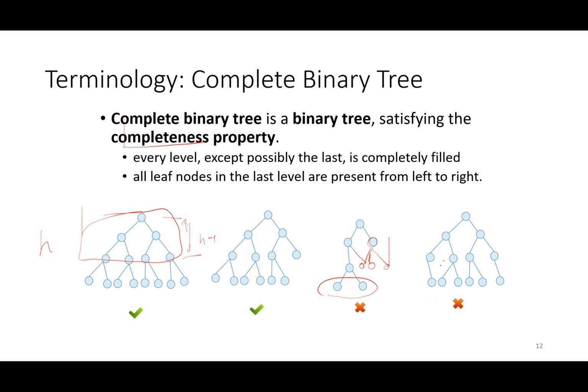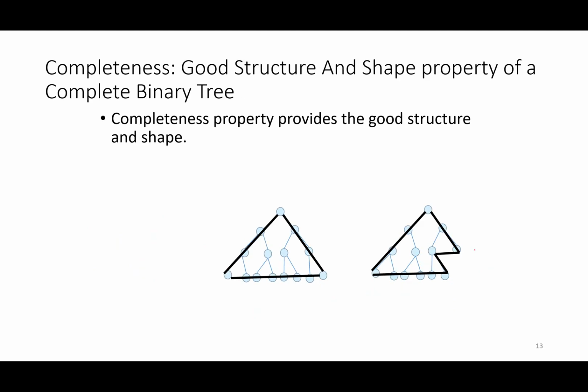Take a look at this one. This is also not complete because in these nodes, we miss the left child, right? It doesn't matter how you arrange that. This node should be totally complete, filling the children. Then you can fill the next children.